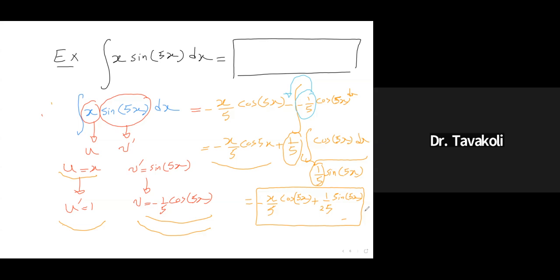So let me repeat the final answer in this box on the top. So minus x over 5 cosine of 5x plus 1 over 25 times sine of 5x. And at the end, plus c.